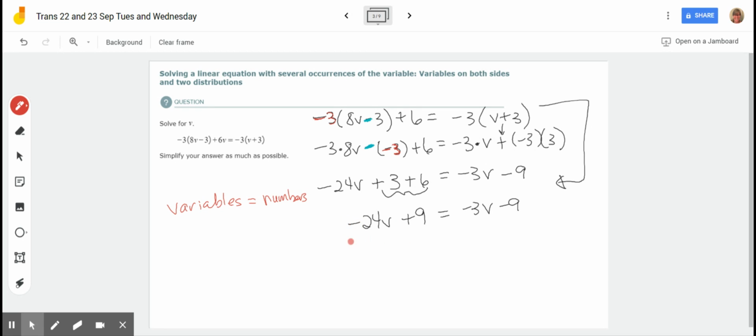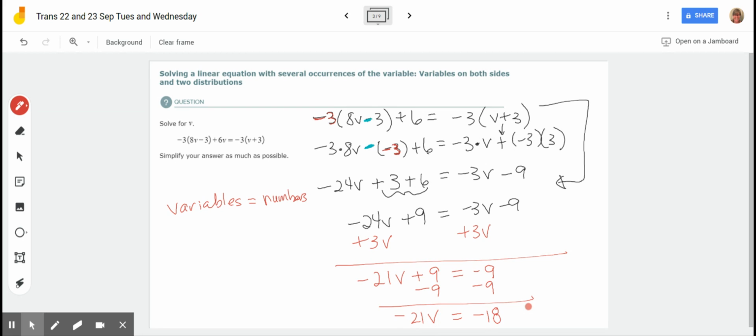It's not going to get rid of the negative, and that's not going to make a lot of you happy. So it just depends on you. I'm going to add 3v here because I like reading left to right, and I like it to say v on the left-hand side. Plus 9 equals negative 9. Now I need to get the numbers over there. So subtract 9 from both sides, and I'm going to get negative 18 equals negative 21v.